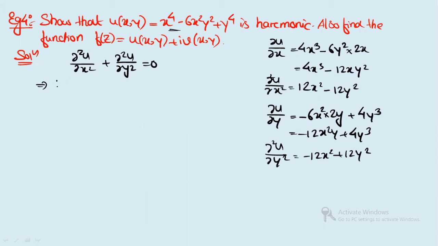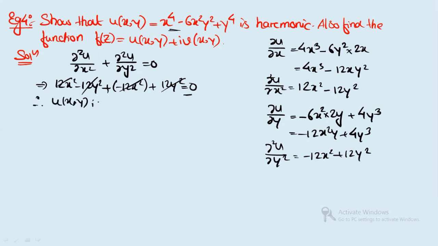del square u by del x square is 12x square minus 12y square, plus this is del square u by del y square, which is minus 12x square plus 12y square, equals 0. This is negative, this is positive, it will get cancelled. This will also get cancelled. So you got it to be 0, right? Therefore u(x, y) is harmonic.